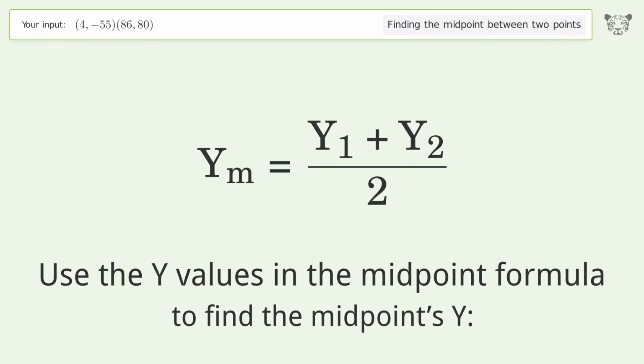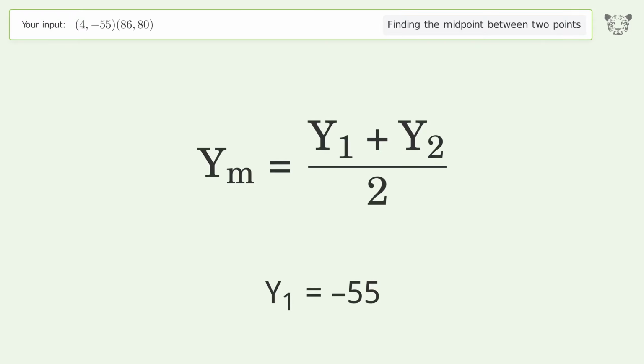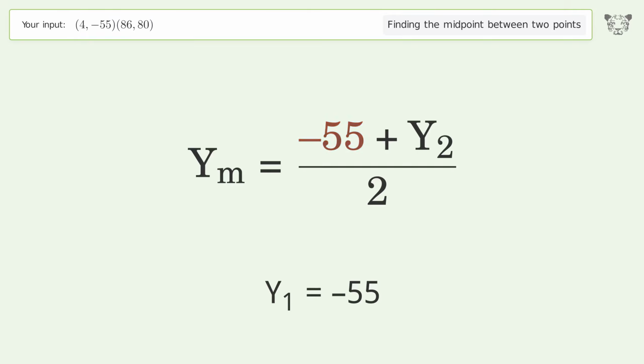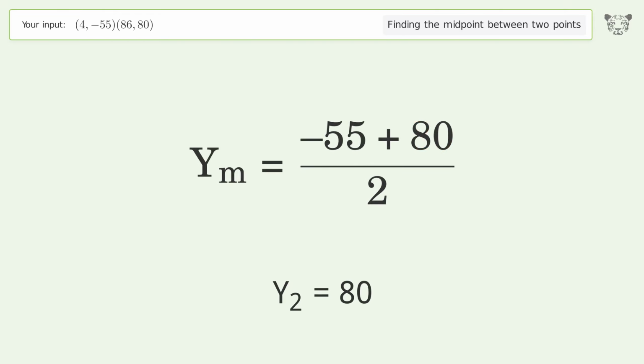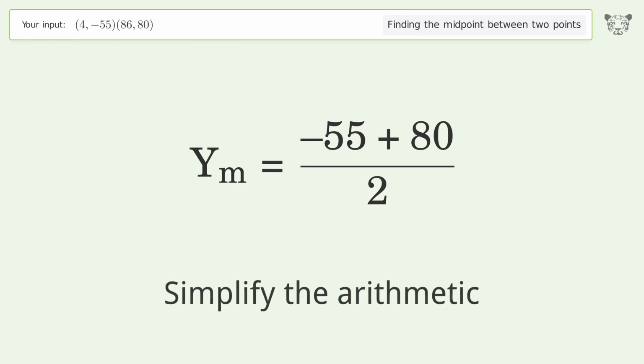Use the y values in the midpoint formula to find the midpoint's y. y1 equals negative 55. y2 equals 80. Simplify the arithmetic.